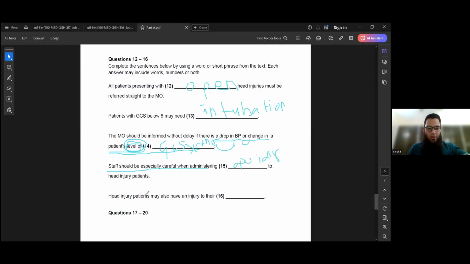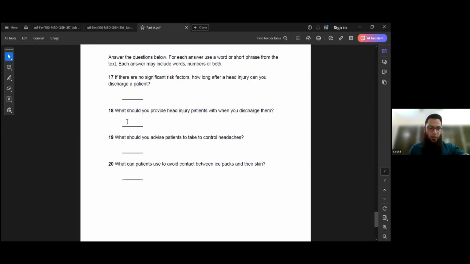Opioids. Okay, head injury patients may also have an injury to their neck, as it is written in part A that every head injury is considered to be associated with a neck injury unless proven otherwise. It is also what we have been taught throughout our medical journey. Now, last four questions. If there are no significant risk factors, how long after a head injury can you discharge the patient? 6 hours. It can be written like this or in letters as well.